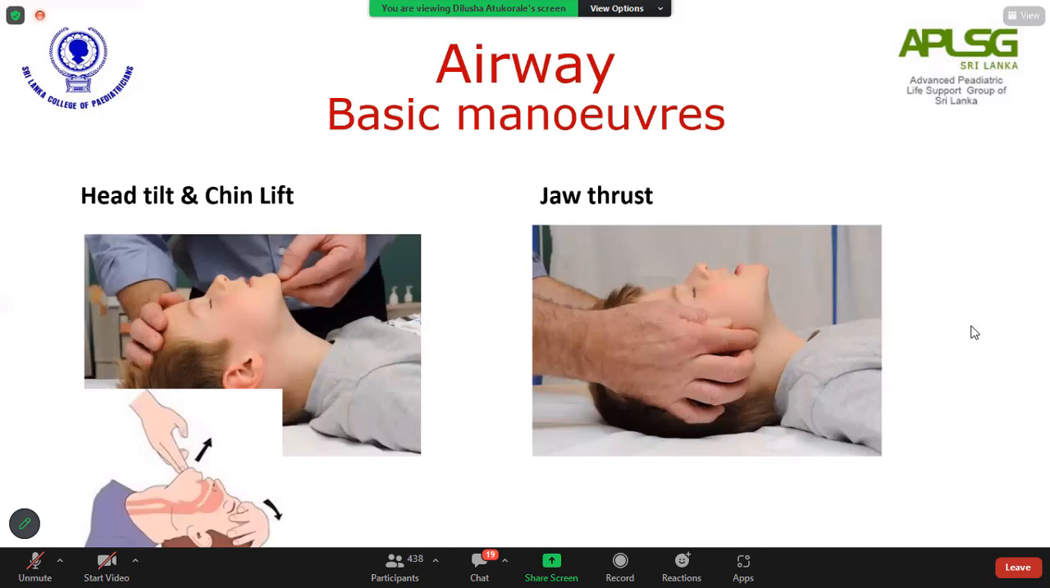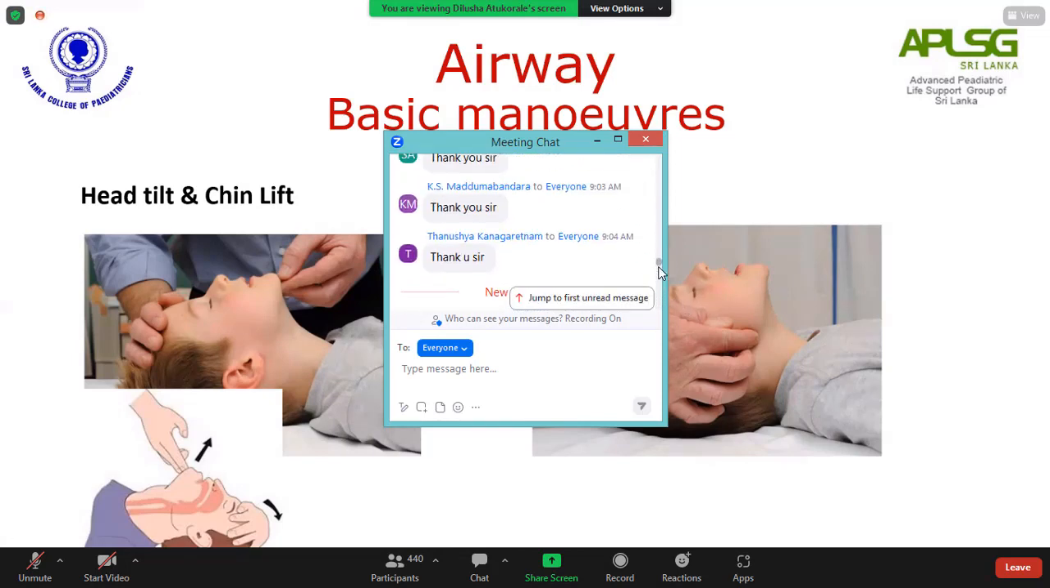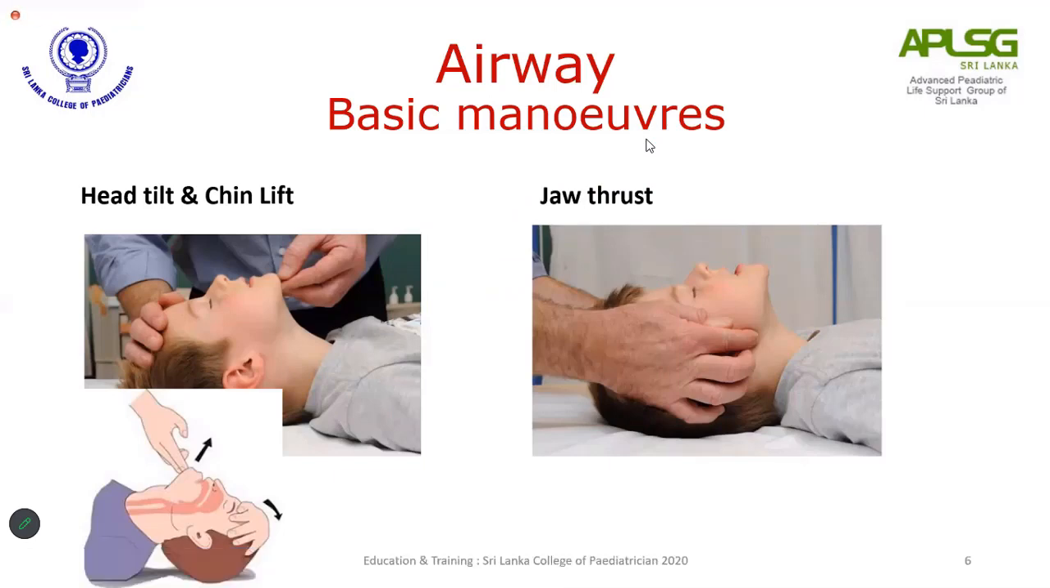There are 3 basic airway opening maneuvers: head tilt, chin lift, and the jaw thrust. As you can see in the first picture, with one of your hands, you can do the head tilt. You can keep the hand on the forehead of the child and do a small tilt. And with your other hand, you can do the chin lift and maintain the airway in either the neutral position or the sniffing position, depending on the child's age.